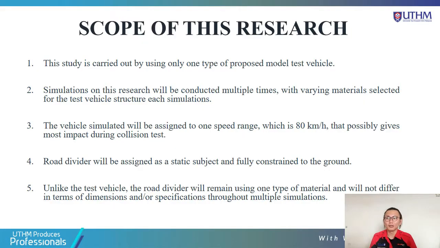For the scope of this project, number one, this study is carried out using only one type of proposed model test vehicle, which is the BMW X4M version 2020. The second one, the simulation in this research will be conducted multiple times, with the materials selected for the vehicle structure varied throughout each simulation. The third scope, the vehicles simulated will be assigned to only one speed, which is 80 kilometers per hour, which possibly gives the most impact during the collision test or simulation.